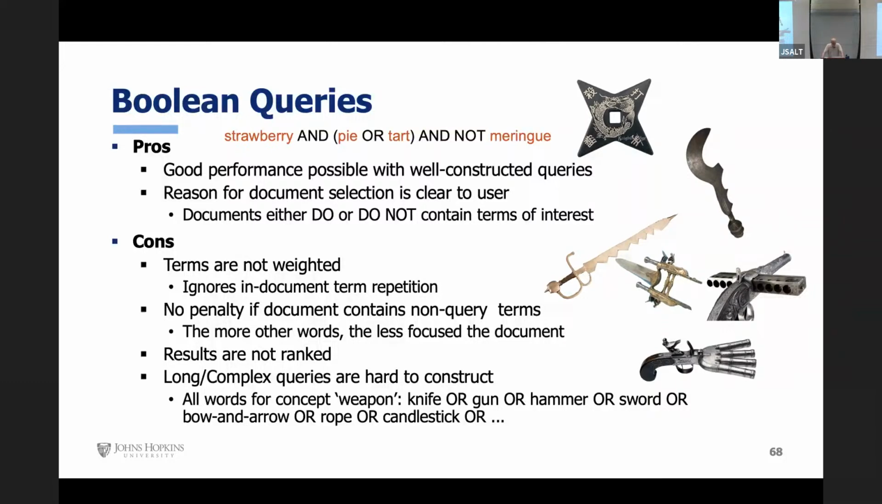You can have knife or gun or hammer or sword or bow and arrow or rope or et cetera, right? It would be a very complex query for a simple concept. So Boolean queries is where information retrieval started back in the 50s.